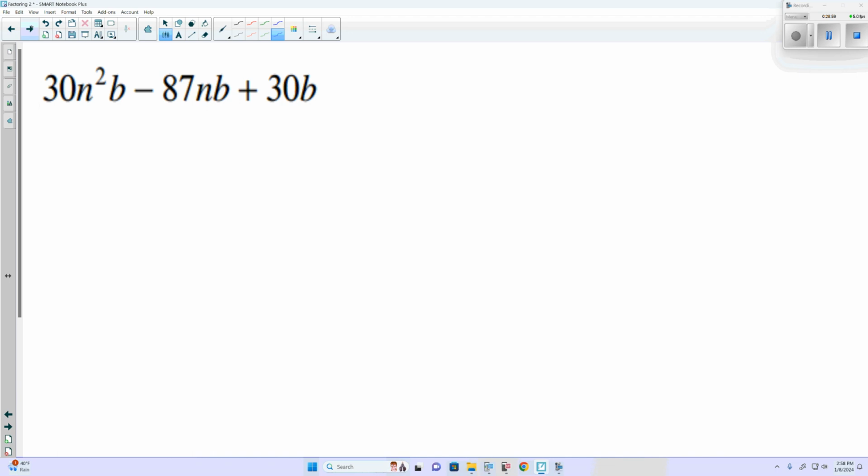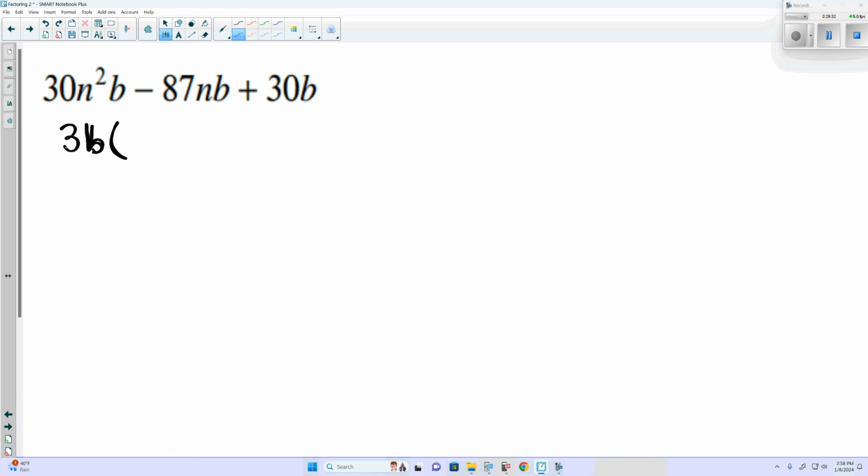This one here is going to be the last one we do today. Now, when we look at this one here, 30n squared b, negative 87nb, and 30b, we need to find the greatest common factor between these three terms. There is one. So the first term does have n squared, the second term has n, but the third term does not have an n, so we can't factor it out.